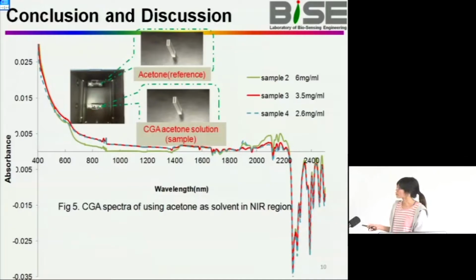This time, the CJ acetone solution was used as the sample and the acetone was used as a reference. Then we can get the CJ spectrum again. This is a different concentration of CJ spectrum.